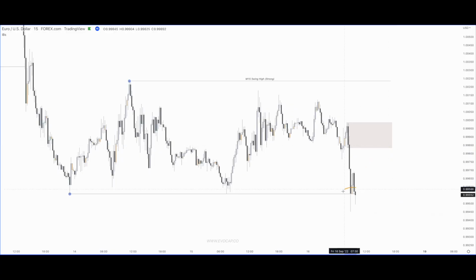All right, now that is not the most convincing break, so I'd be a little bit cautious, but being 100% mechanical, it is a confirmed break of swing structure, meaning that we now have our new strong M15 swing high.